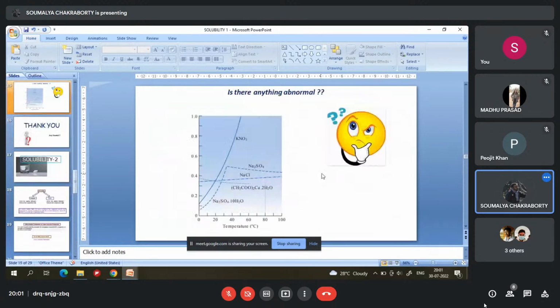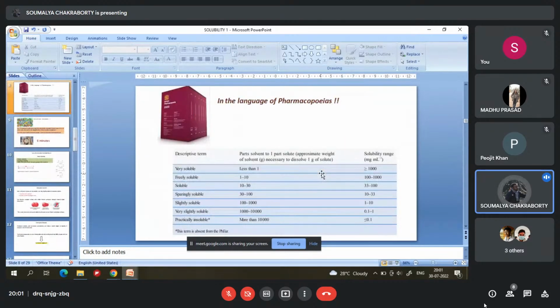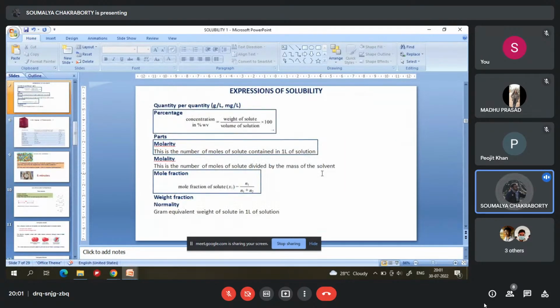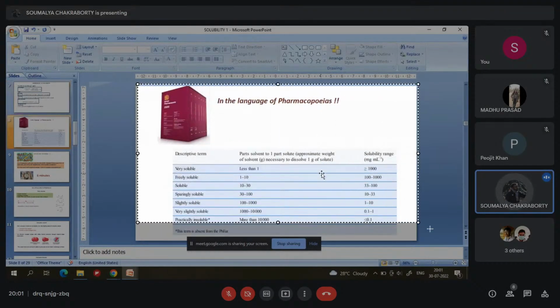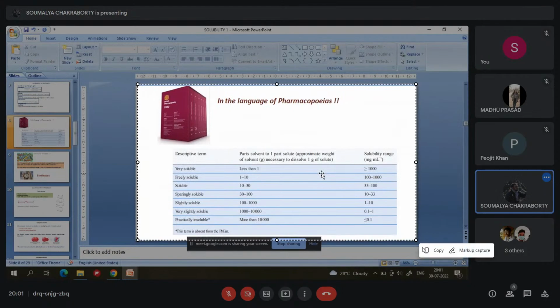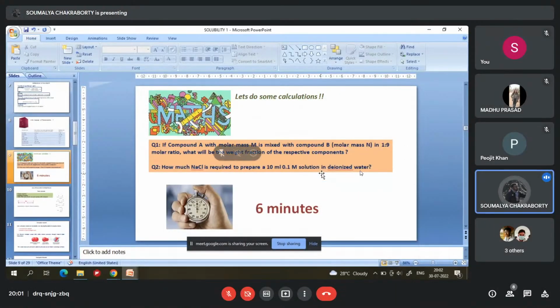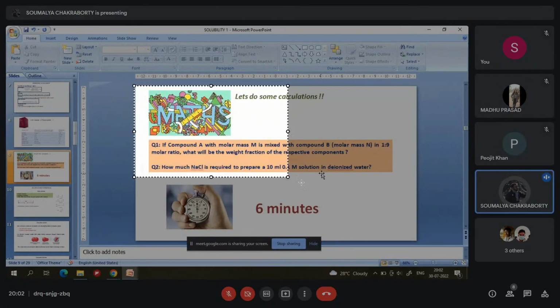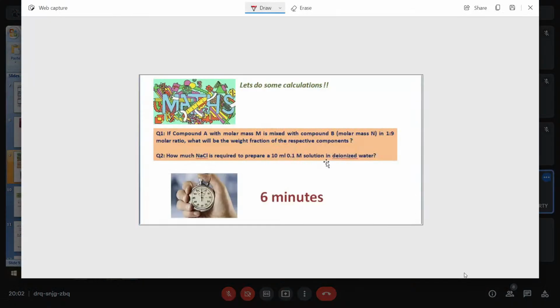So that's all about solution. And there are some mathematics, you will solve it. Just take a snap. This is your homework. Take a snap of these formulas. Take a snap of these phenomena. And take a snap of this homework. So you have to do 3 calculations and provide the answers to me in the next class.